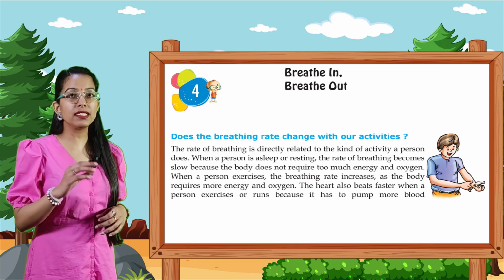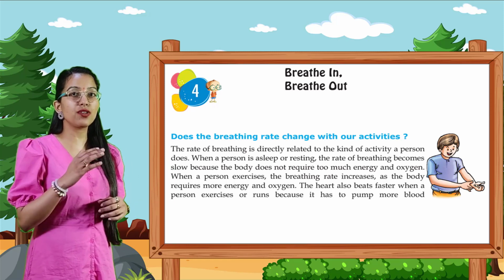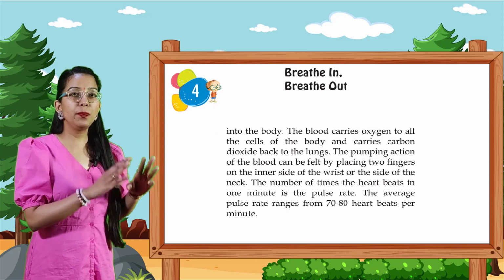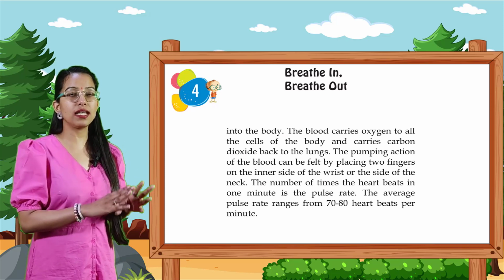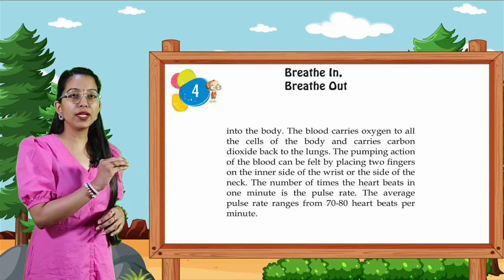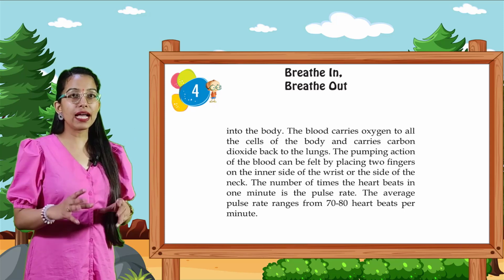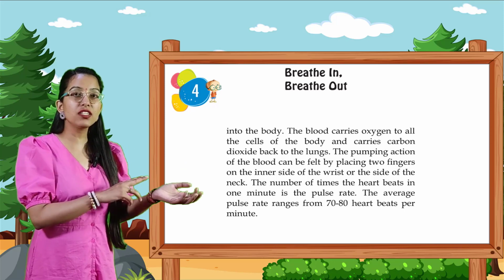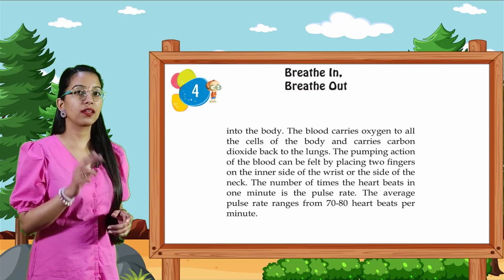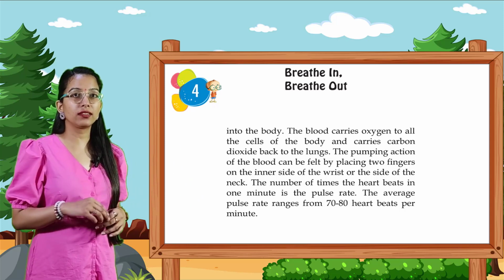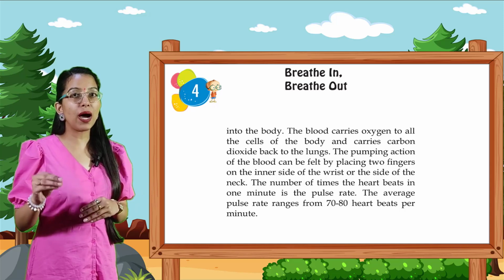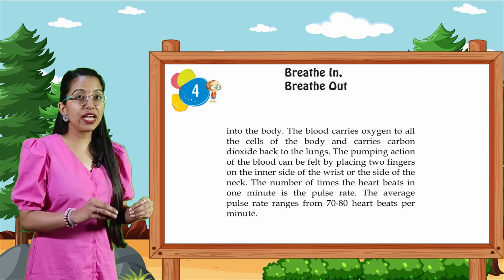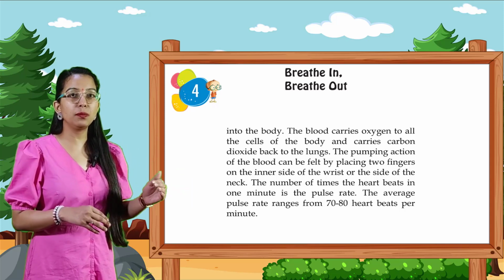The heart also beats faster when a person exercises or runs because it has to pump more blood into the body. The blood carries oxygen to all the cells of the body and carries carbon dioxide back to the lungs. The pumping action of the blood can be felt by placing two fingers on the inner side of the wrist or on the side of the neck. The number of times the heart beats in 1 minute is the pulse rate. The average pulse rate ranges from 70 to 80 heartbeats per minute.